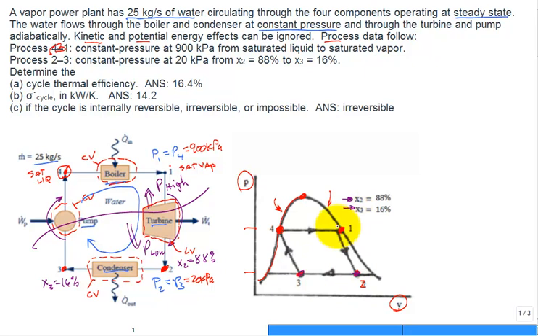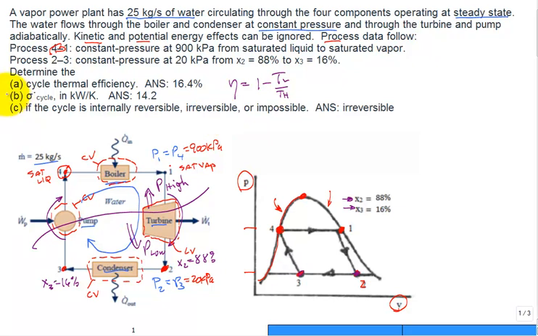All right. So the first thing is, what's the cycle thermal efficiency? Well, in this chapter, we fell in love with this equation, 1 minus TL over TH, and a lot of students would like to use it, but there's nothing that says this cycle is reversible. It's not a Carnot cycle.